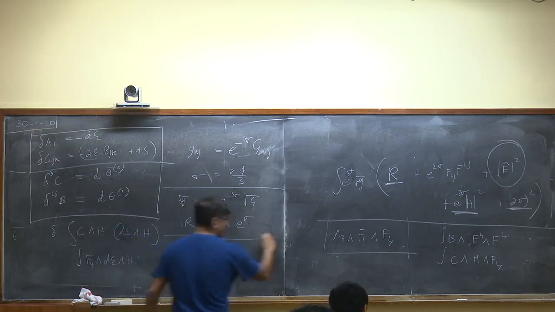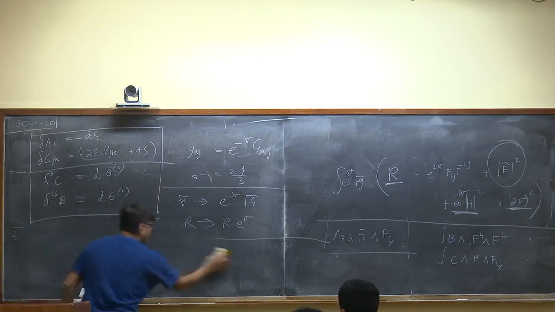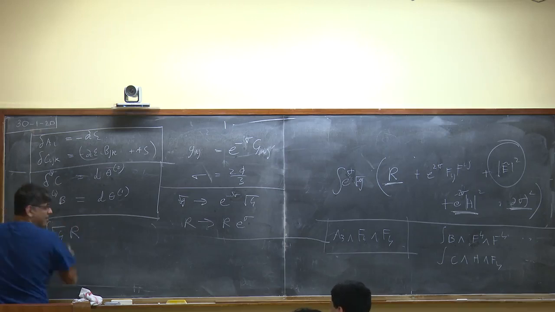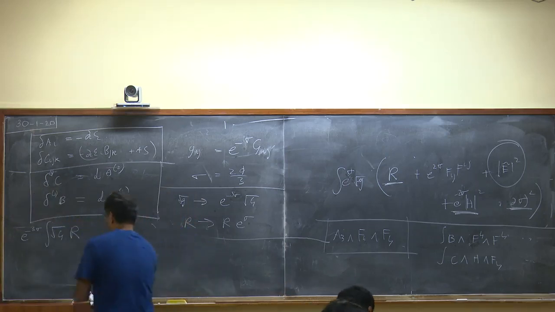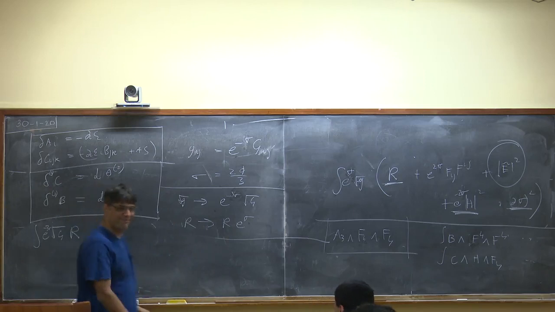So we get, let's keep some space here. Okay, I'll just rub this out and we start from the beginning. Sigma should be inside. Thank you. e to the power minus 3 sigma square root g R.